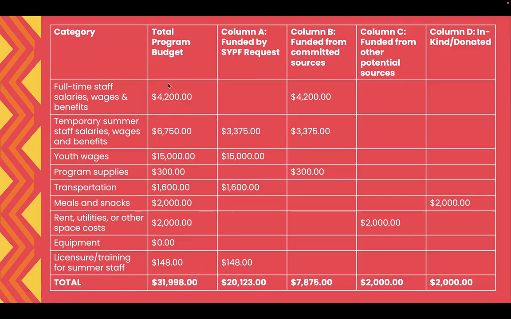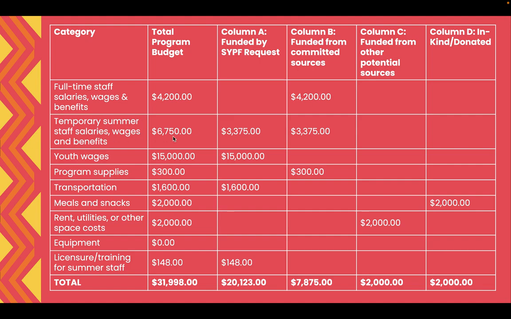So that's pretty cool. But then in the other columns, you're going to show what the source of funding for each of those things are. So in some cases, for instance, full-time staff, salary, wages, and benefits, that is being funded from committed sources. My guess is your annual organizational budget, that's covered. So that's why you only see $4,200 here in column B.